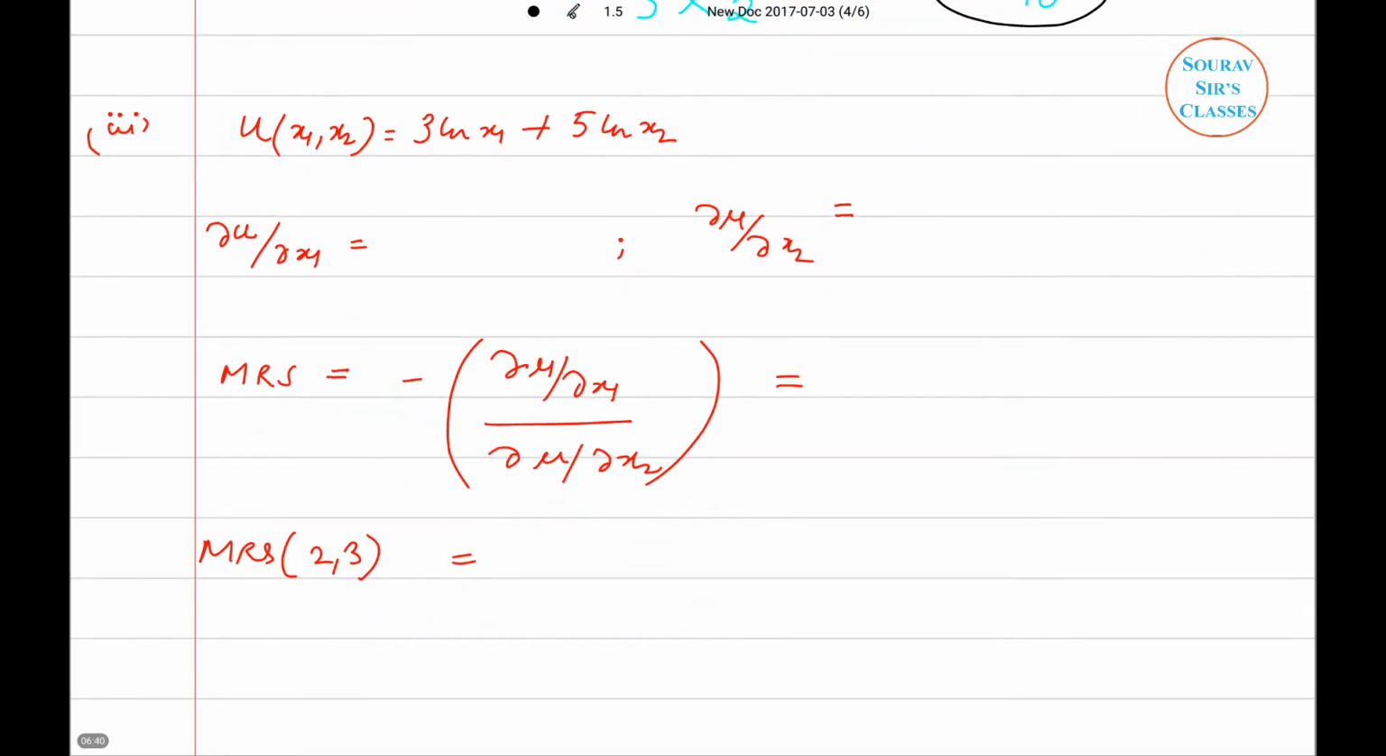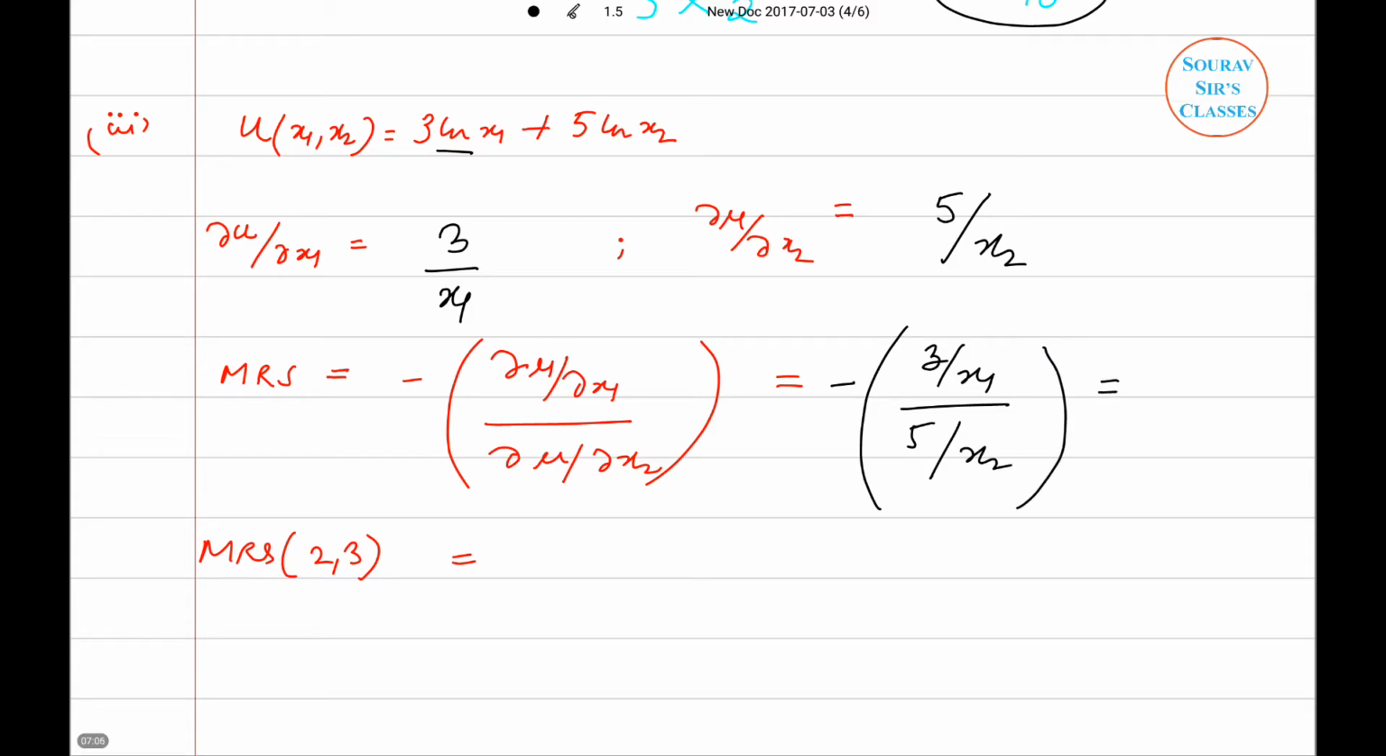Now the last function, this is in addition, and we have log also, natural log. So let us do it. So del u by del x1 will be 3x1, and similarly this partial derivative will be this. We substitute these two values in this particular formula and we get the result. And again for deriving marginal rate of substitution at the combination 2 and 3, we will substitute 2 for x1 and 3 for x2, and we will get the values.